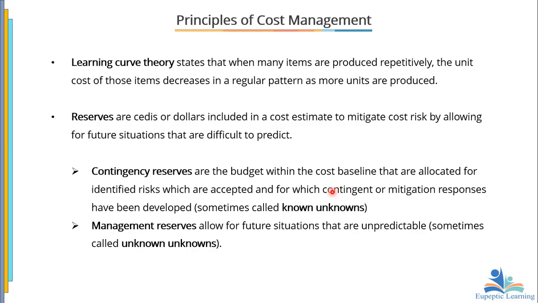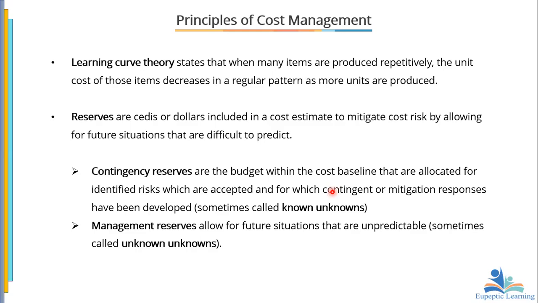So it says that when many items are produced repeatedly, the unit cost of those items decreases in a regular pattern as more units are produced. When we are producing the first one, because we didn't know so much about it, there were certain mistakes and defects and all that, and so we had to incur so much. But with time, as we produce, we know so much about it and we don't spend so much.